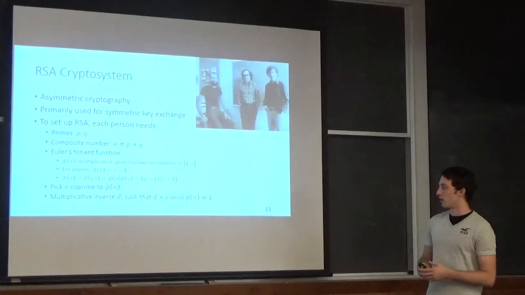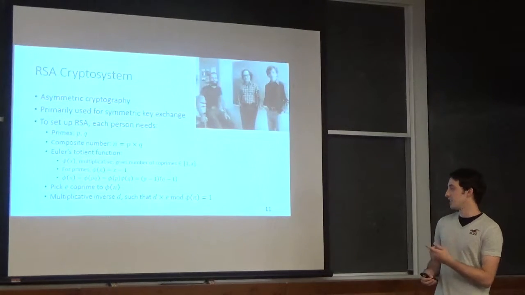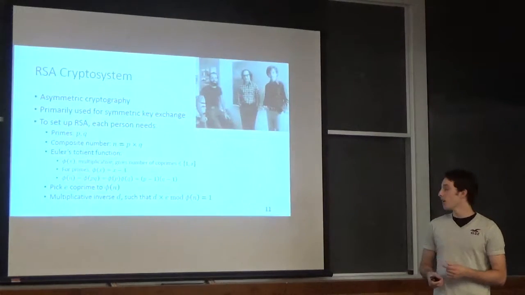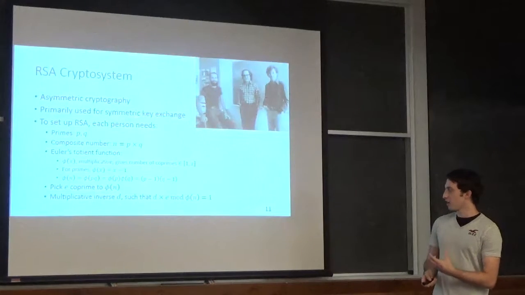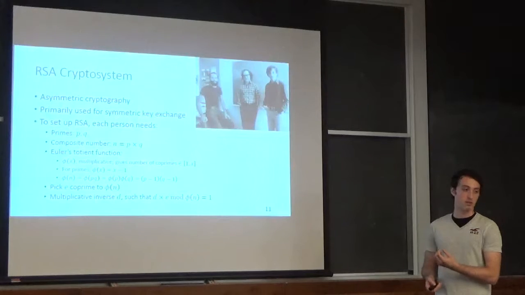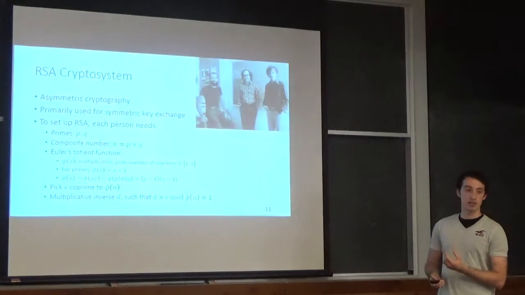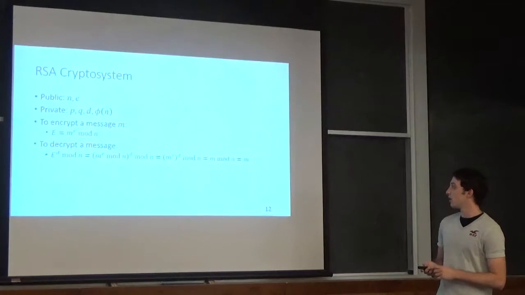I'm just giving a brief overview of what we do rather than explaining all the inner workings of why we need phi of n. But after that, you're going to compute a multiplicative inverse d such that d times e mod phi gives you 1. Basically the upshot is that d is going to be your private key, along with p and q, which are privately held, and phi is privately held. And then n, your composite number of p and q, and e are your public keys.